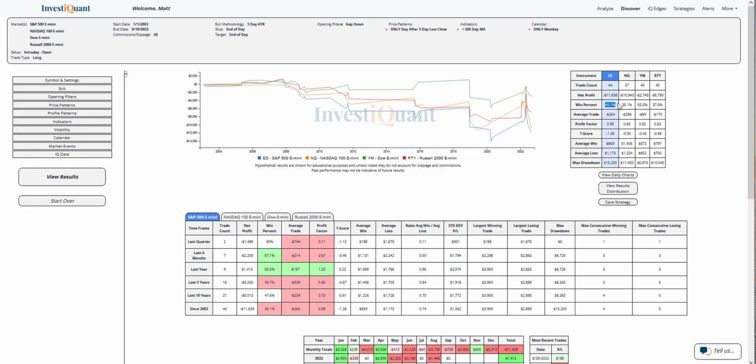S&P coming in at 43% of these closing above the opening print for the session. For the NASDAQ, it's only 35%. The Dow, 55%, and the Russell, 38%. So 3 of the 4 are weak on the win rates.